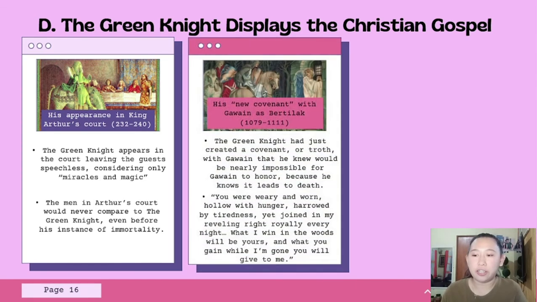Our second is his new covenant with Gawain as Bertilac. The Green Knight had just created a covenant, or troth, with Gawain that he knew would be nearly impossible for Gawain to honor because he knows it leads to death. Although Gawain learned this in retrospect, we see another side of the Green Knight through Bertilac and his hospitality.